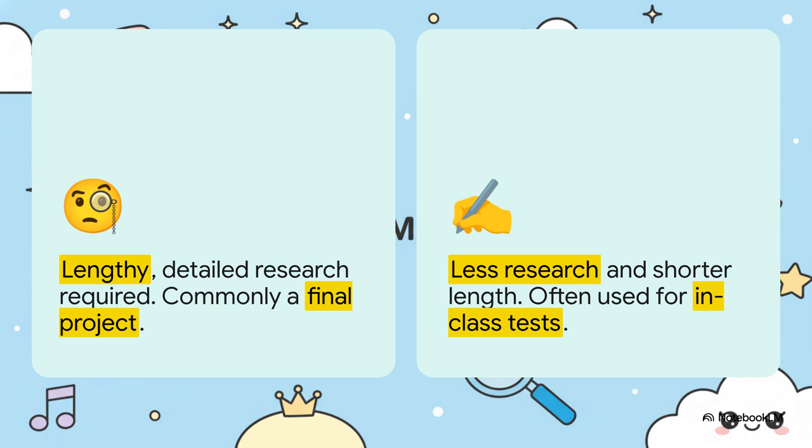Now, let's clear up something that trips a lot of people up. What makes an argumentative essay so different from, say, an expository one? Well, it really comes down to the depth and the purpose. Think of an argumentative essay like a final project. It demands deep research because you're trying to establish a firm position. An expository essay, though, that's more like an in-class test. It's usually shorter, requires way less research, and your main job is just to explain or describe something.